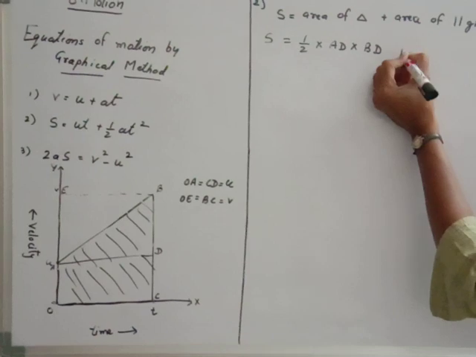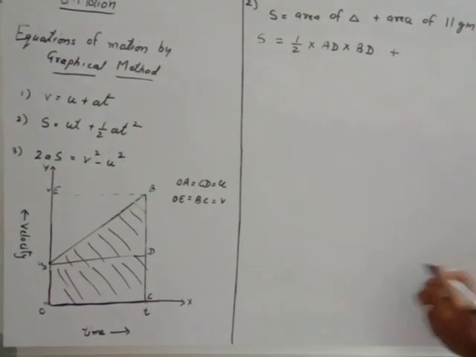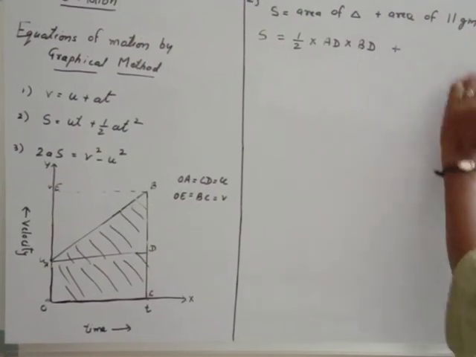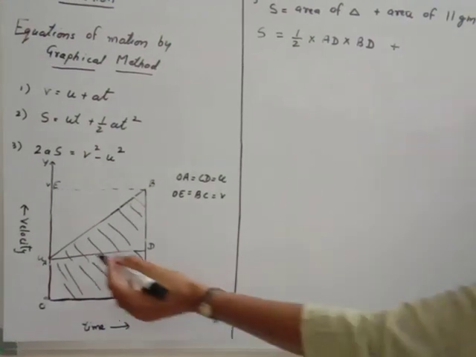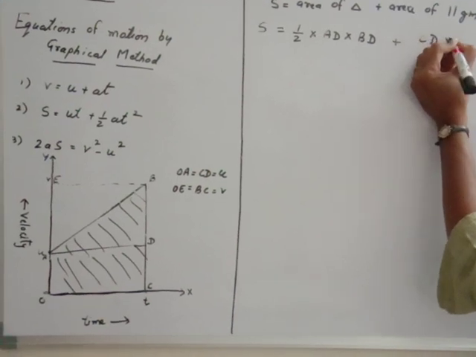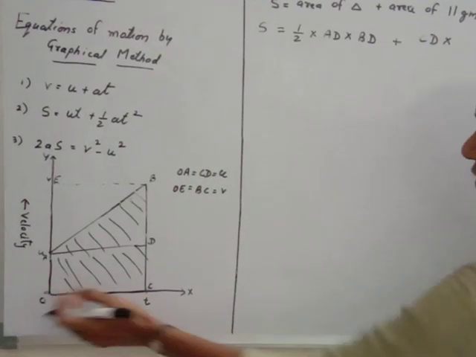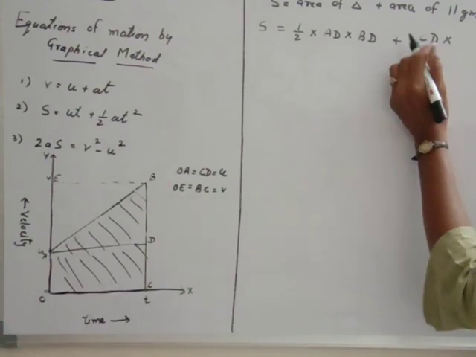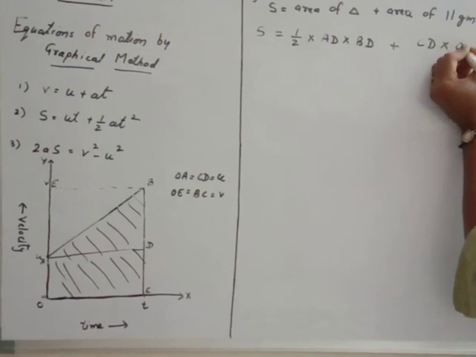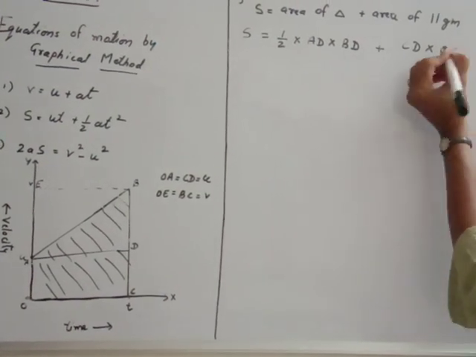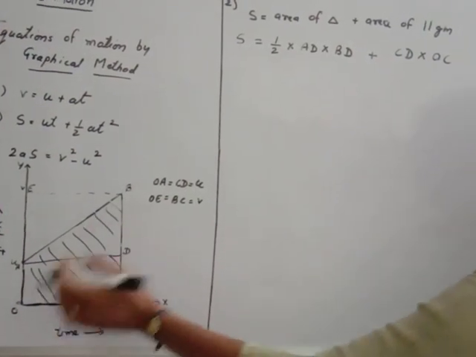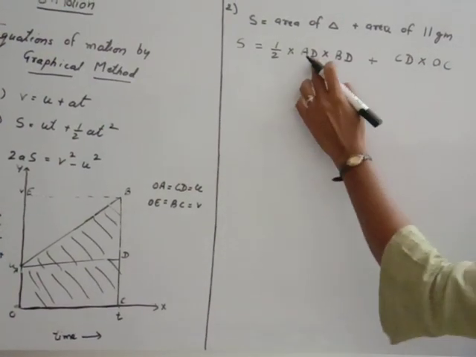Now let's come to the area of parallelogram. Actually this is a rectangle. No need to say it's a parallelogram. So what is the area of rectangle? Length into breadth. So what is length? OC is the length and CD is the breadth. So we say this is the rectangle, length into breadth. So OC into CD. Now we will put the value of all these things.